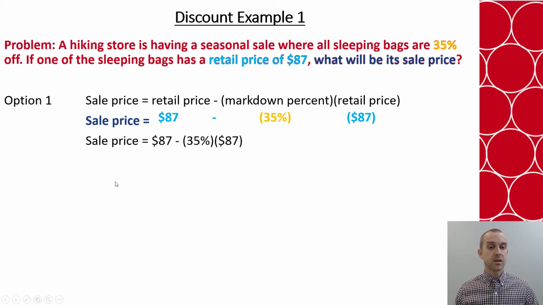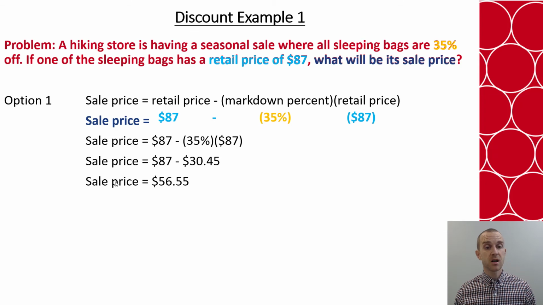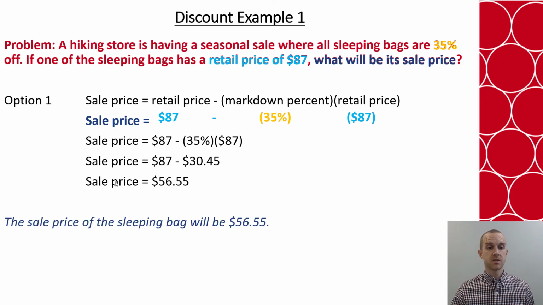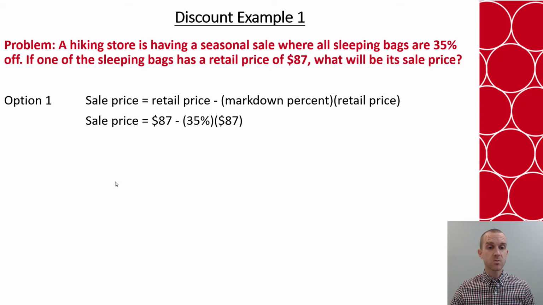Now I can take 35% and multiply it by $87 by multiplying by its decimal form of 35 hundredths. So I'll be subtracting $30.45 from 87 to give me $56.55. So I know the sale price of the sleeping bag would be $56.55. Now I can use the other option as well.